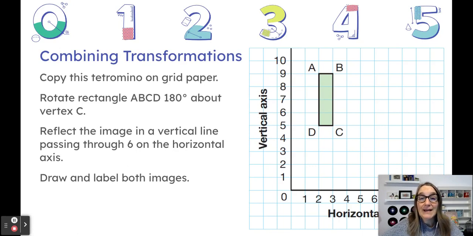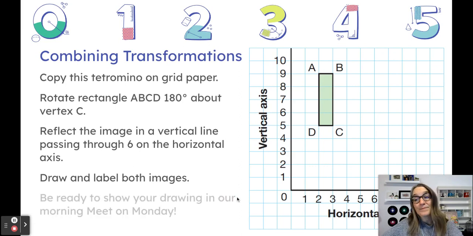You want to label it A prime, B prime, C prime, D prime. Reflect it in a vertical line that passes through 6 on the horizontal axis, and draw the reflection image and label that one A double prime, B double prime, C double prime, D double prime.